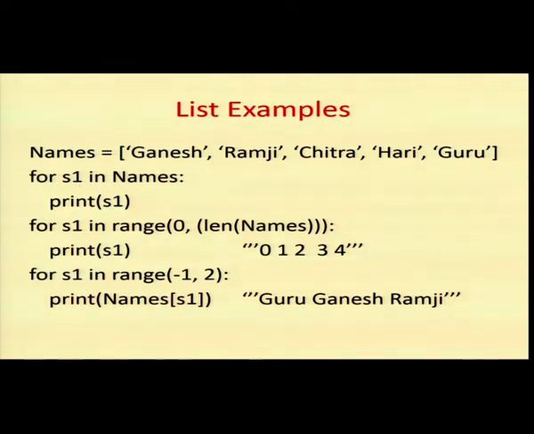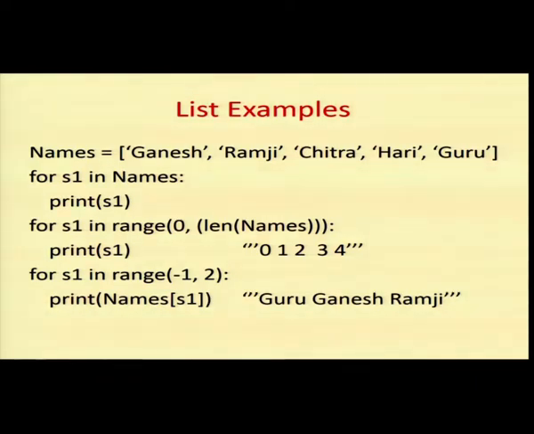Now I want to print the range, print the length. So for S1 in range, what is the value? Lower limit and comma length of names.